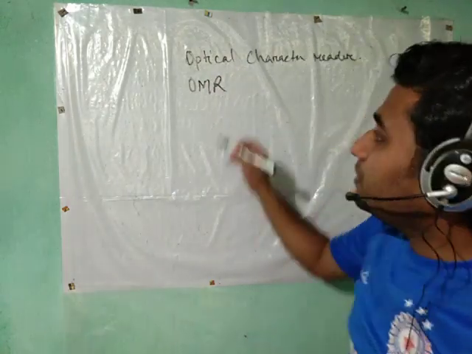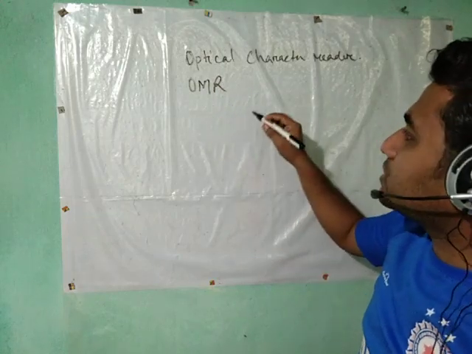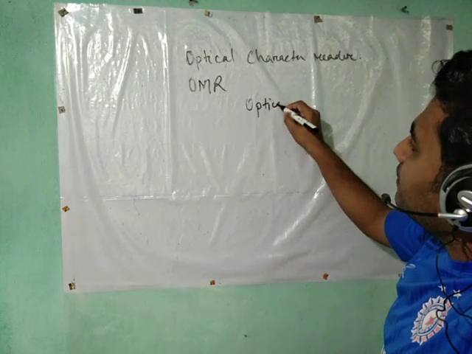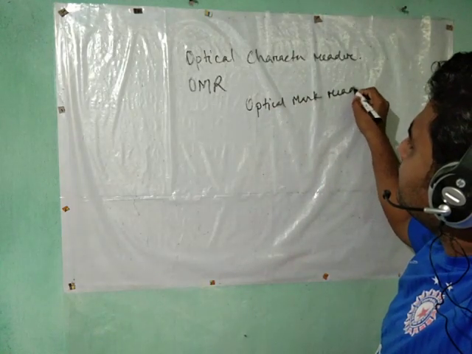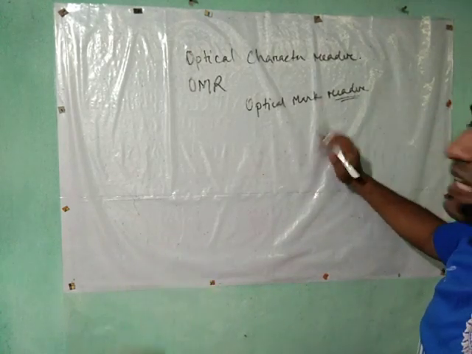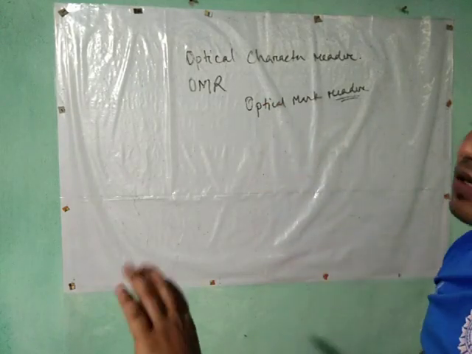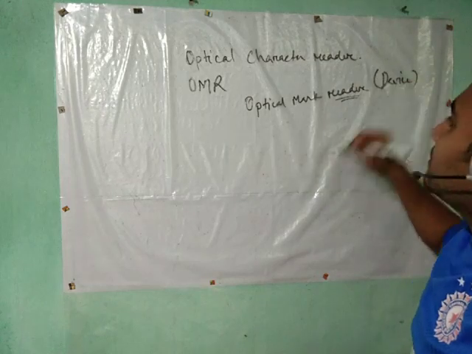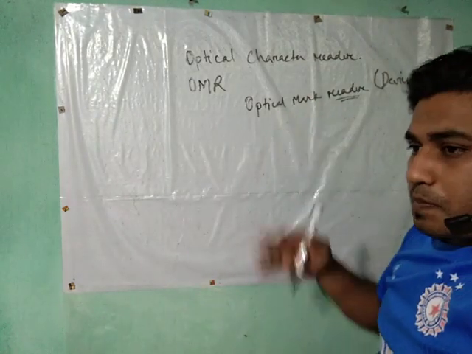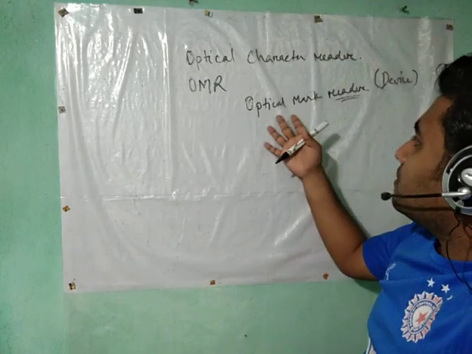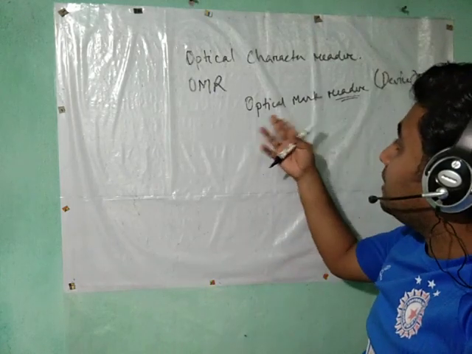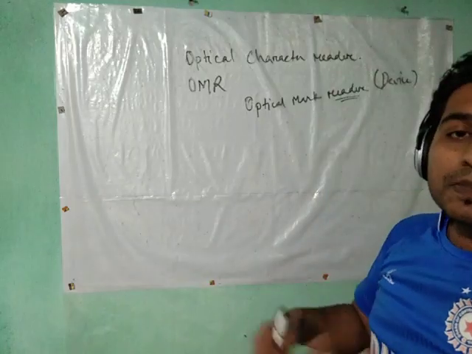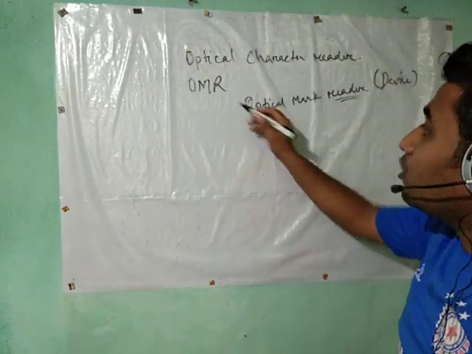OMR. Now before discussing OMR, I would like to say another thing. I'm talking about the device. Okay, what is the device? Optical mark reader. Whenever you see a reader, you have to automatically know that this is not a software. It is a device which is capable of recognizing some kind of marks. Optical marks. Now I am talking about the software that is used for the optical mark reader, which is OMR. Understood?